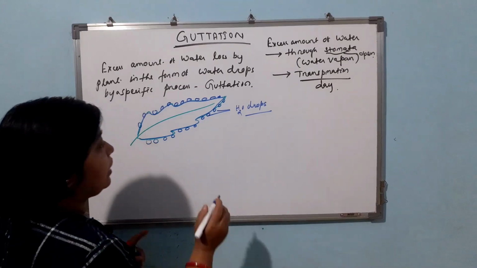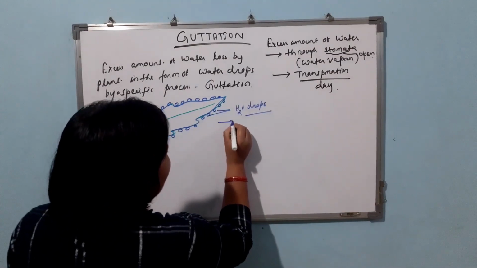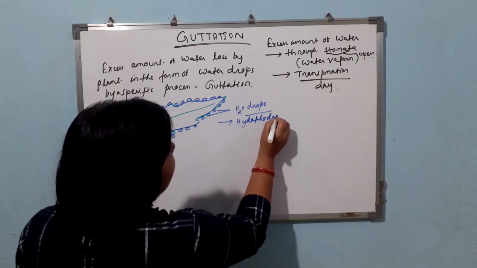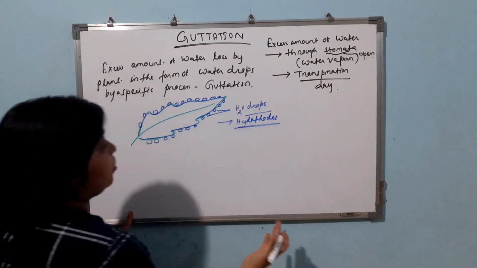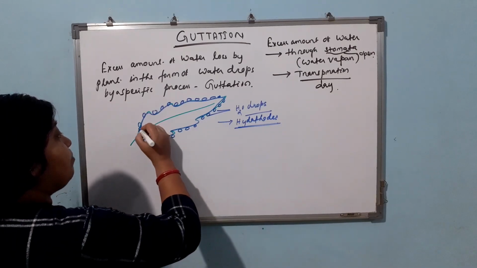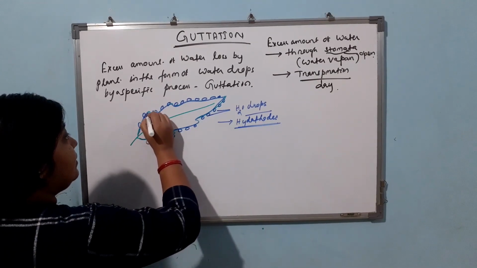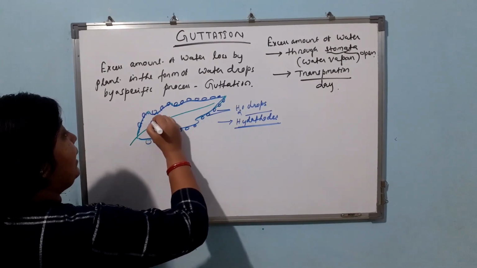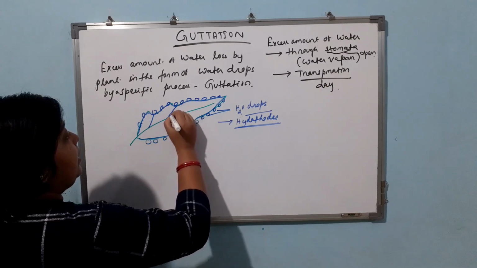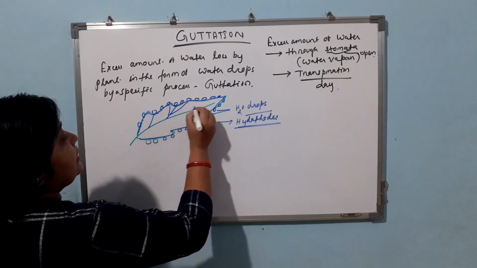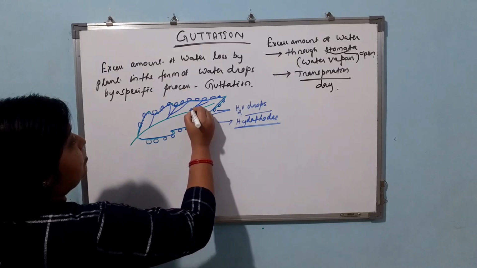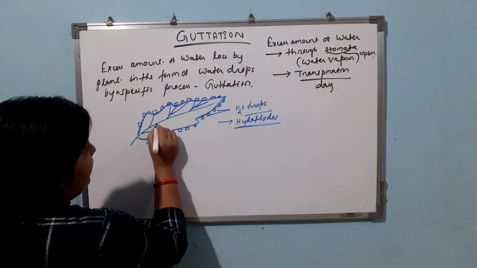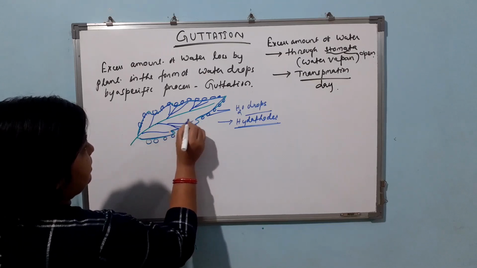This process is carried out by a specific internal organ, known as hydathodes. These hydathodes are present at the marginal part of the leaf, or at the ends of the veins or veinlets, and they help in this process.